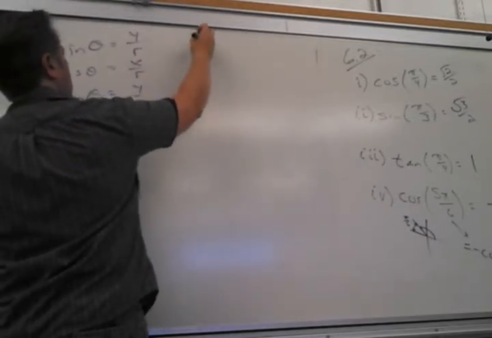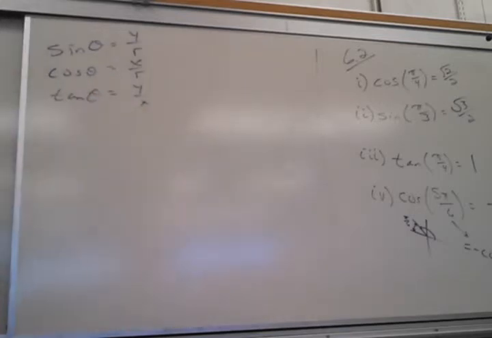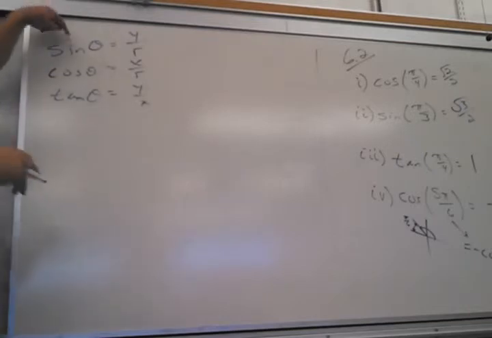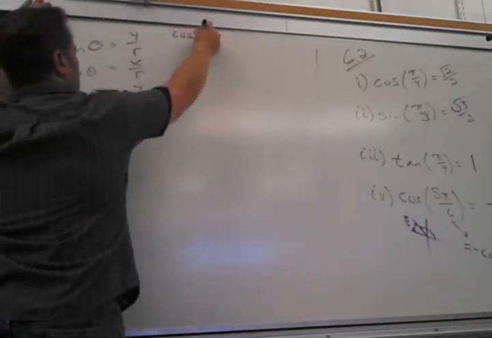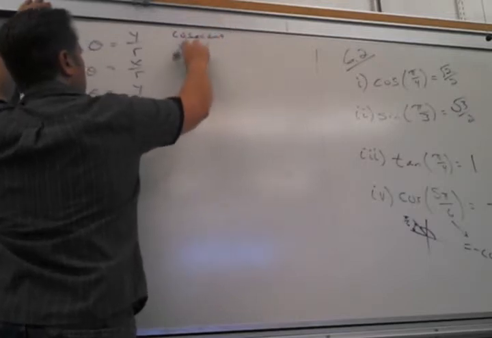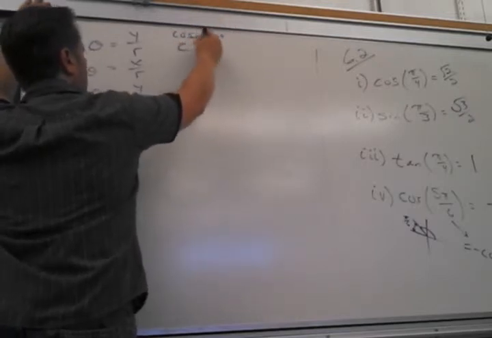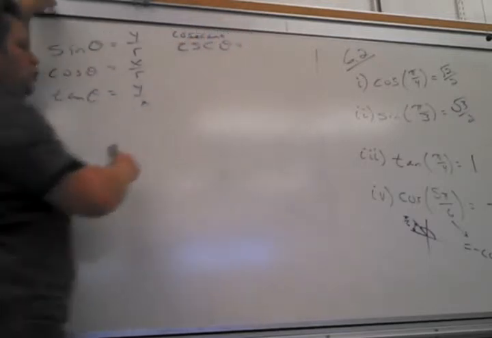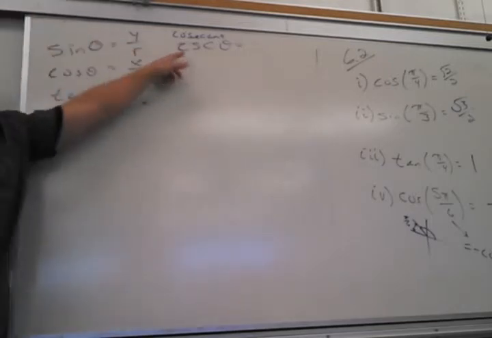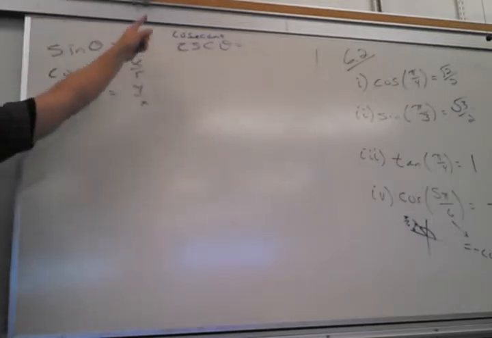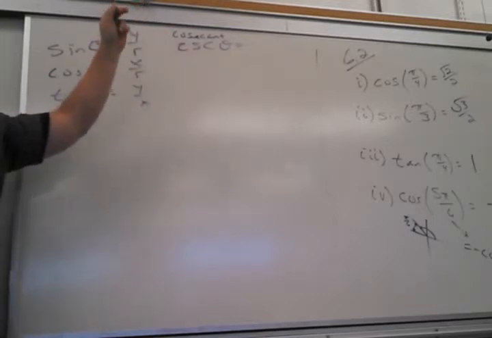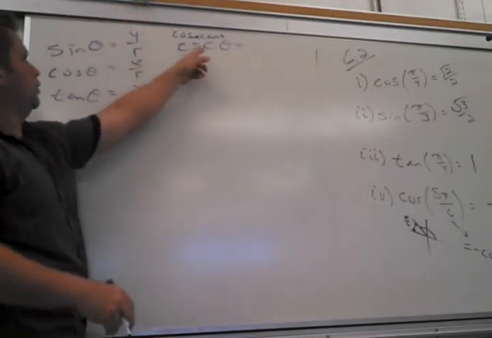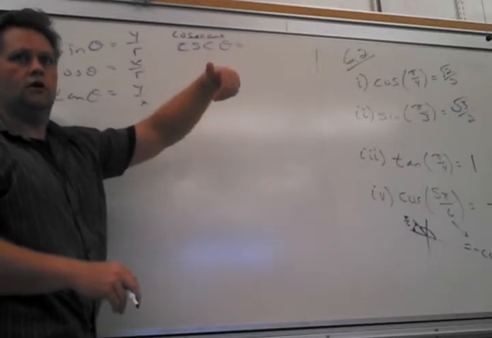So here's the other ones we haven't talked about yet. And the way I remember this is S goes to C, C goes to S. What do I mean? So sine theta is this. Cosecant. C, S, C. The cosecant of an angle is the reciprocal of the sine. S goes to C. So if sine theta is y over r, cosecant must be r over y.